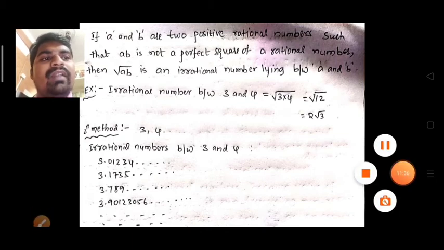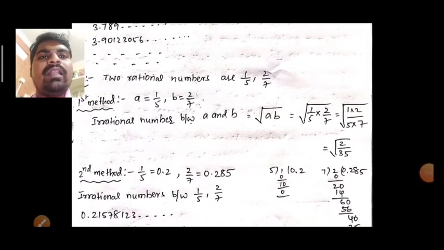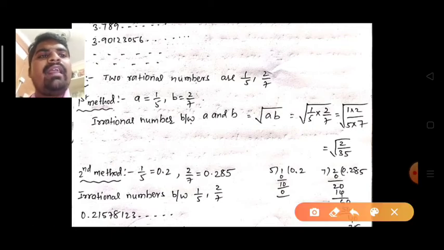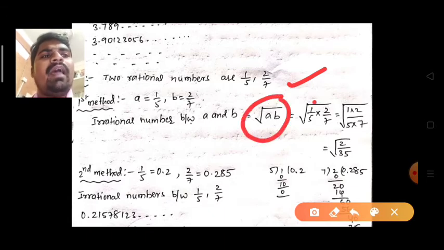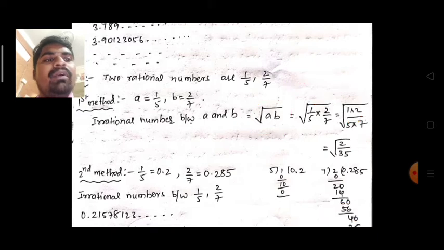Next, here is another example with two rational numbers. I have taken the fractions 1 by 5 and 2 by 7. We can easily find an irrational number between them. You know the formula very well, and it is applied like this: under root 2 by 35. It is very simple. But how do we find more irrational numbers between them? Very simple, the easy method I already explained.